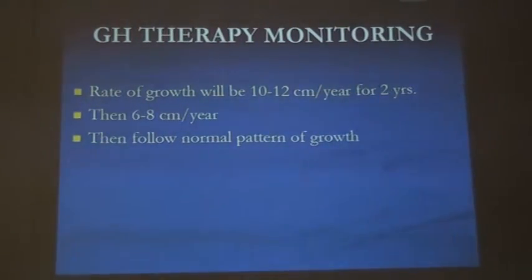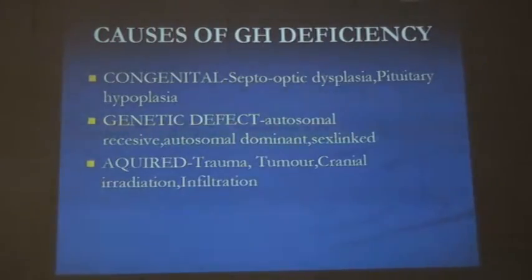After growth hormone therapy, the rate of rise in height is 10 to 12 centimeters per year for the first 2 years. Then it gradually declines to 6 to 8 centimeters per year, and then it follows a normal pattern of growth. What are the causes of growth hormone deficiency? It may be congenital, genetic defect, or acquired defect.